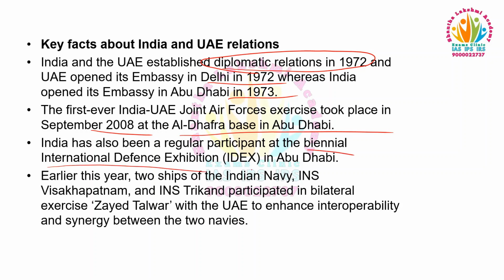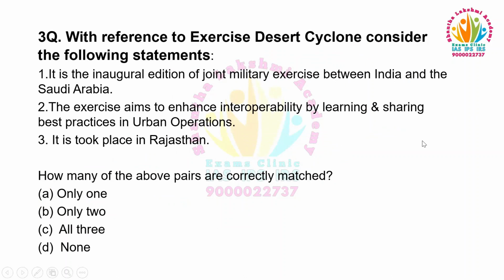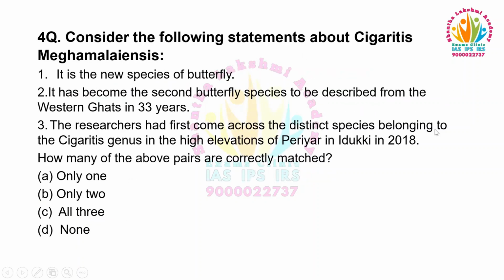Earlier this year, two ships of the Indian Navy, INS Visakhapatnam and INS Trikand, participated in the bilateral exercise Zayed Talwar with the UAE to enhance interoperability and synergy between the two navies. So the answer is only two, because it is a joint military exercise between India and UAE, not Saudi Arabia. Moving to the next question.